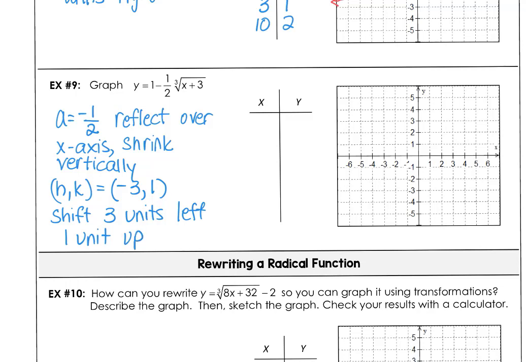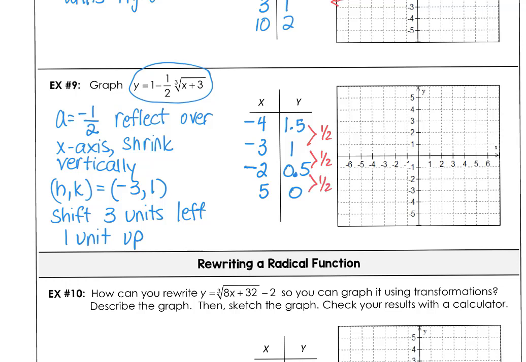Okay? So I started out with negative 4 in our equation, and if you substitute negative 4 and take the cube root, multiply by 1/2, and add 1, you're going to get 1 1/2. And then we already know negative 3, 1 is on our graph. If you substitute negative 2, you'll have 1/2, and then substitute 5, you'll have 0. So your y values are going up 1/2 each time, and your x values are going 1, 1, and then 3.